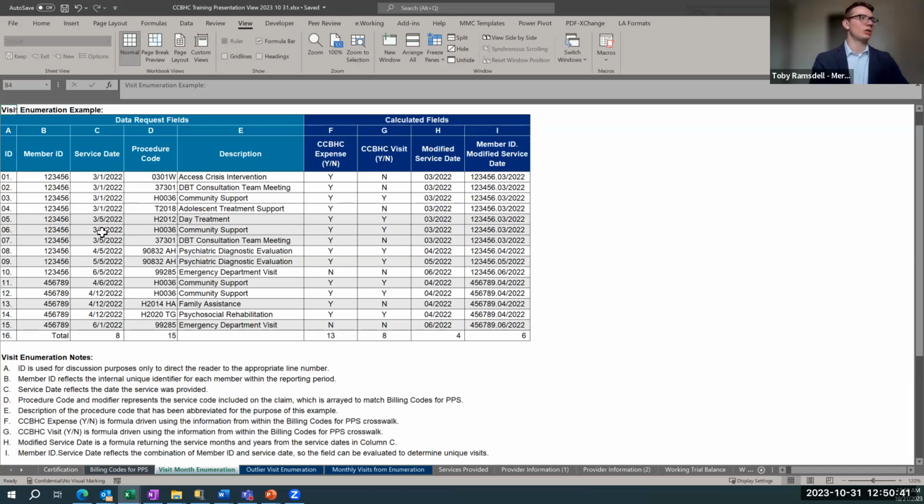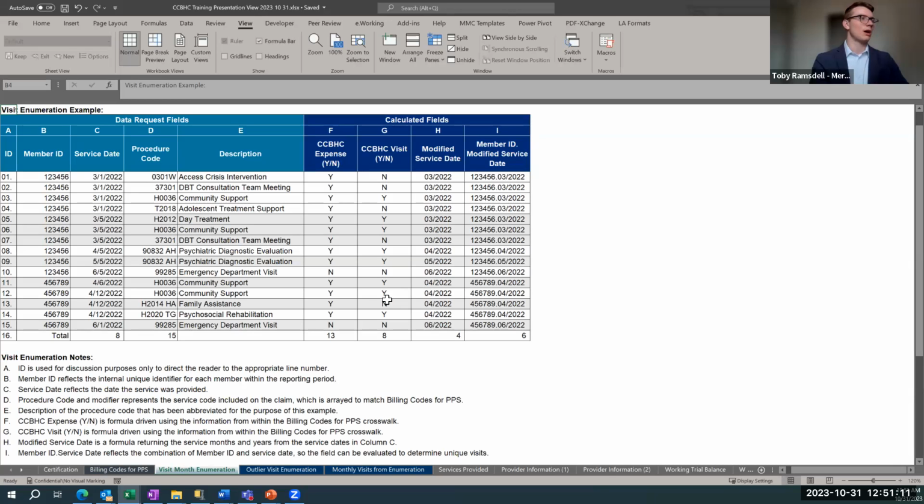Then for the same patient in the same month in March, day treatment and community support were both provided. So these are also CCBHC triggering visits, but they'll only be counted once because they also occurred in March. Then you have a CCBHC service provided in April and then again in May for the same patient. So because I have a visit in March, April, and May, I should see 3 visits for this patient.